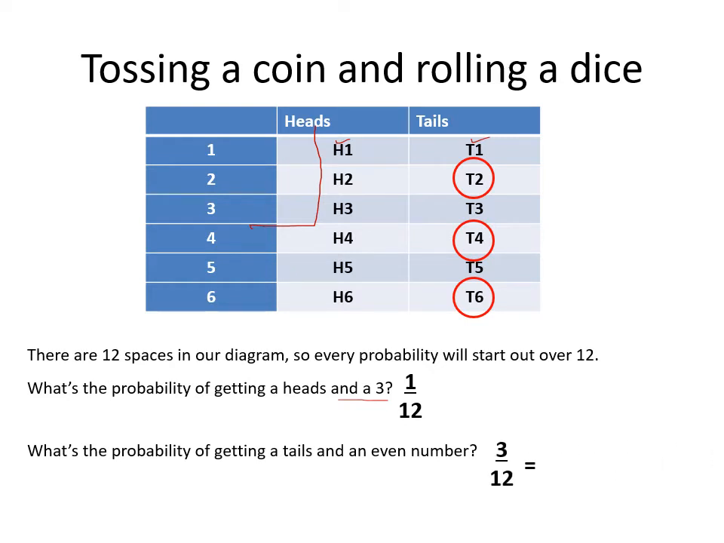Always remember, we are writing probability as a fraction here, and we already learned that we should simplify fractions. So the simplest form of this fraction will be 1 over 4.